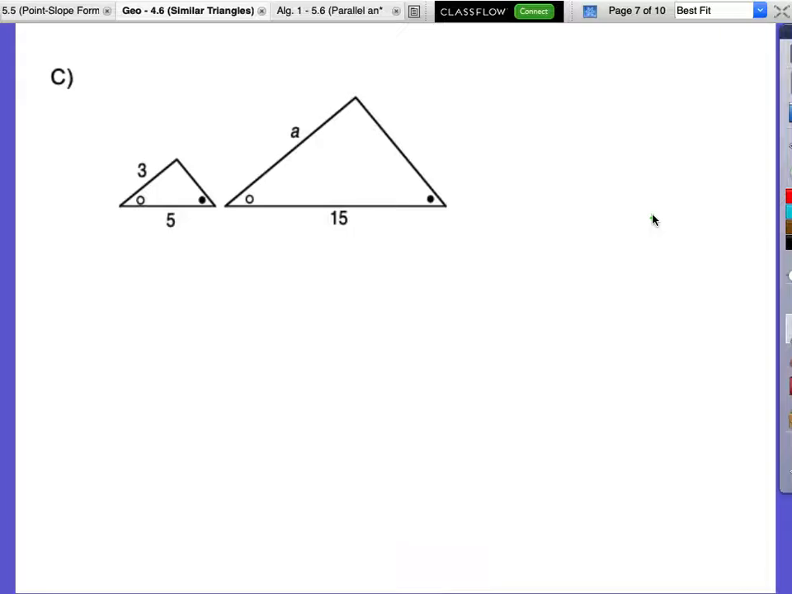Okay, and we're going to talk about this one up here. Somebody give me our proportion we set up. 5 over 15. 5 over 15 equals what, Kennedy? 3 over A. Very good. 5 over 15 would equal 3 over A.